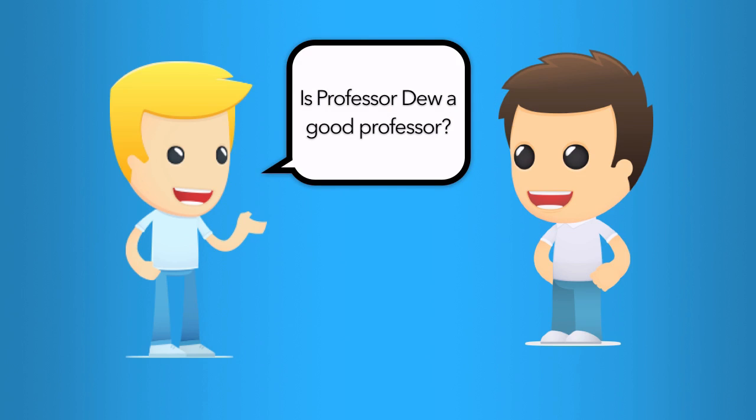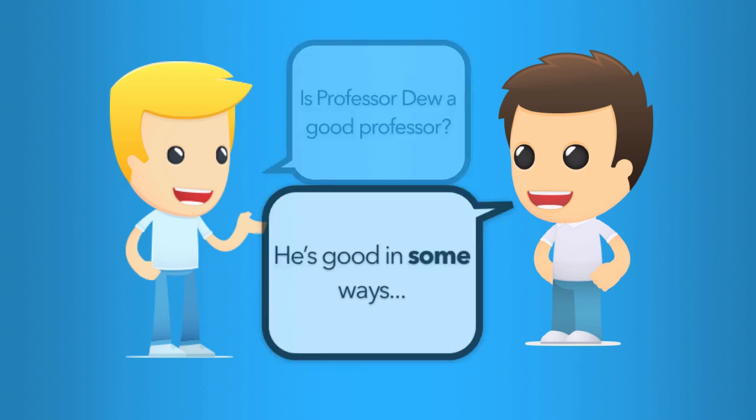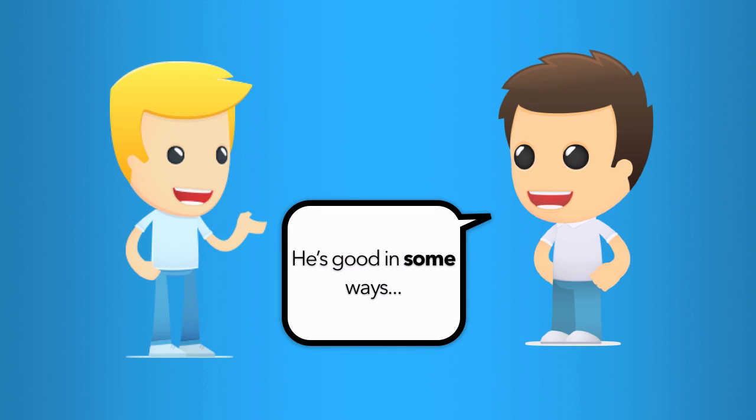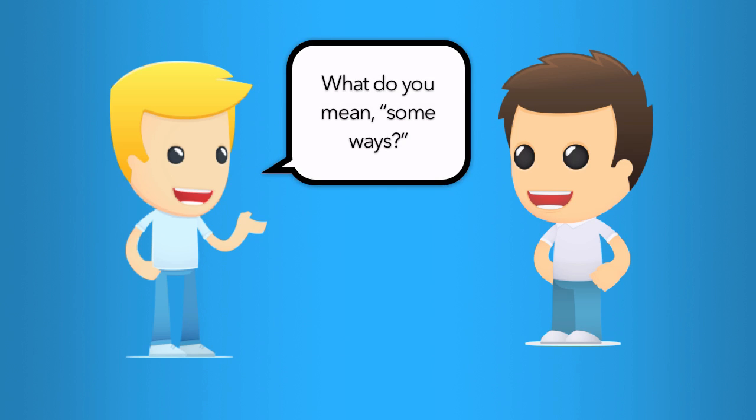Let's say a friend asked you what you thought of a particular professor. You reply, "He's a good teacher, in some ways." Now, you probably shouldn't be surprised if your friend then asks, "Well, what do you mean, some ways?" In using that qualifying phrase, you have suggested that there are some ways in which he's not a good teacher, although you didn't actually say that.